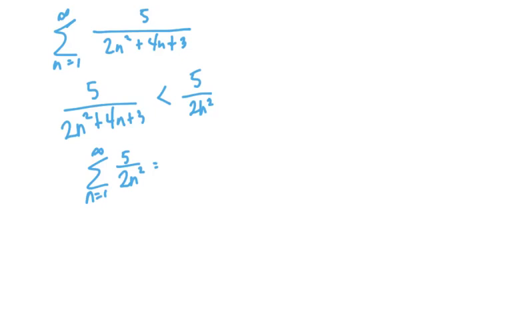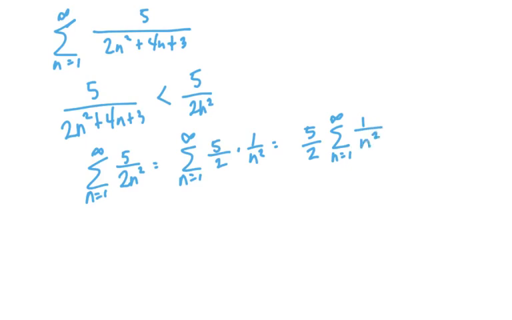This 5 is a constant, so is the 2 for that matter. So we could say the sum from n equals 1 to infinity of 5/2 times 1 over n squared. The constant can come out of the summation, leaving the sum from n equals 1 to infinity of 1 over n squared. Now that's a p-series with p equal to 2. So go back and look at your notes. Since 2 is greater than 1, we have convergence for this one.